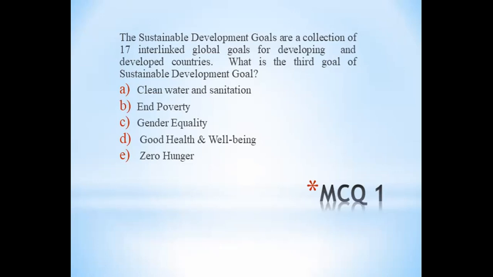Yes, D is the correct answer. The third goal of the Sustainable Development Goals is good health and well-being, whereas the first is ending poverty, the second is zero hunger, and the third is good health and well-being. So D is the correct answer: good health and well-being.